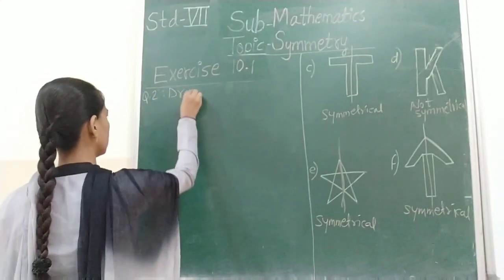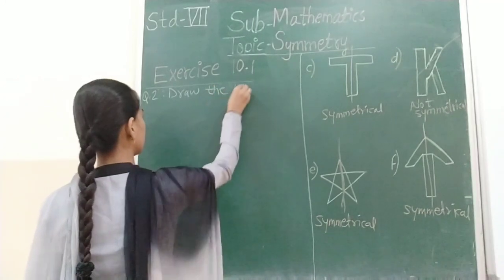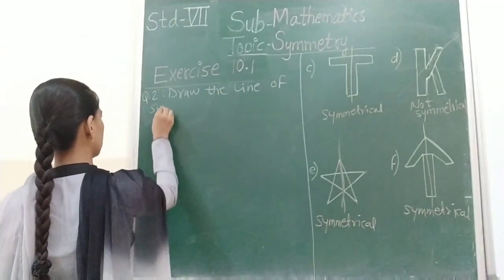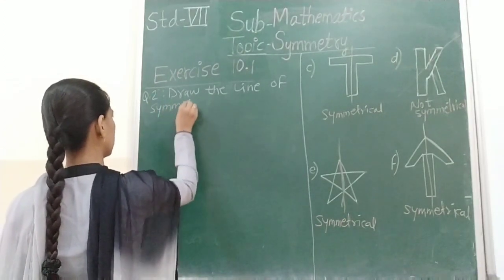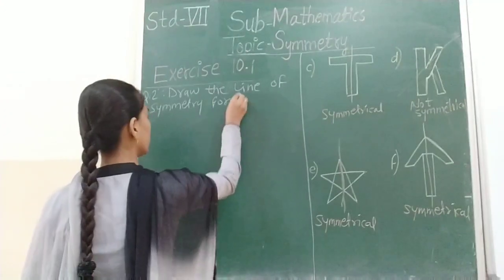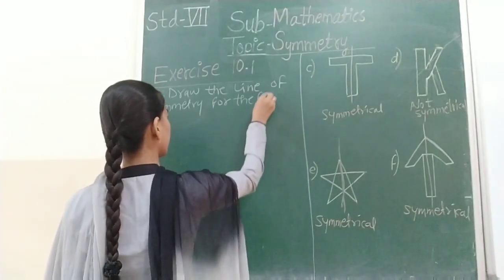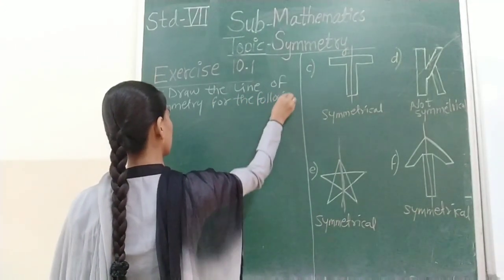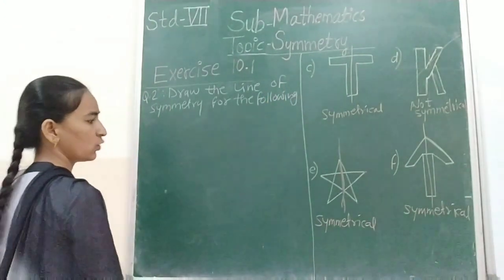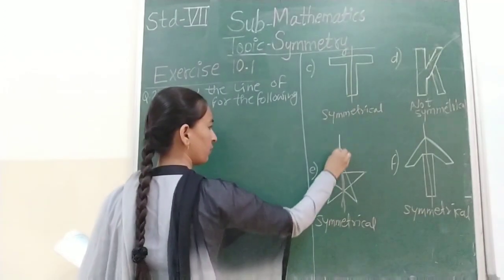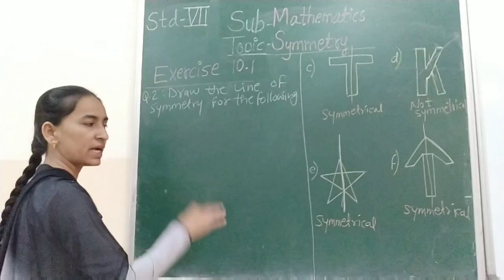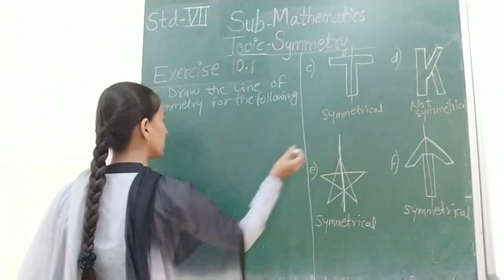Draw the line of symmetry for the following. Okay, we have to draw the line of symmetry. Which is the line of symmetry? The line which cuts the figure into 2 equal parts. That line is called line of symmetry.